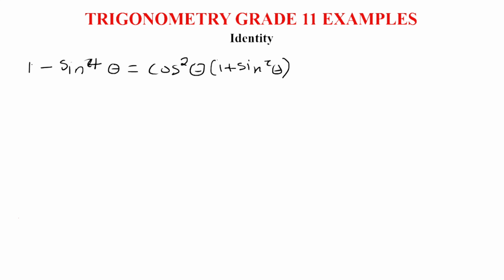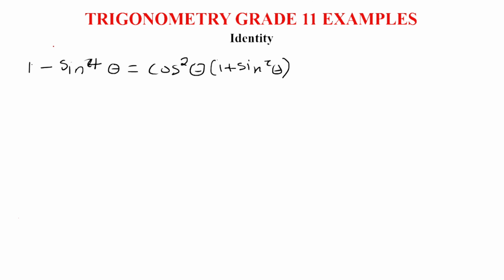Today we're dealing with trigonometry grade 11 examples on identity. As we see there, we have an example. It says that 1 minus sine to the power of 4 theta is equal to cos squared theta in brackets 1 plus sine squared theta. Okay, let's have a look at how we're going to deal with this one.